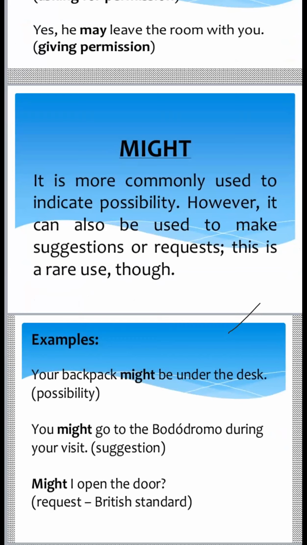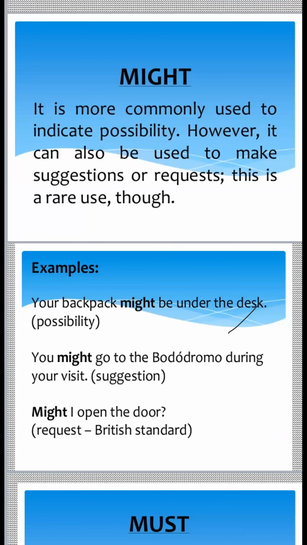If you are going to talk about might, then you can make some statements about might like this. Your backpack might be under the desk, so that is a possibility. You might go to the boardroom during your visit, then it is a suggestion. And if you are going to make a request, so might I open the door. For the past tense, you go for the might.